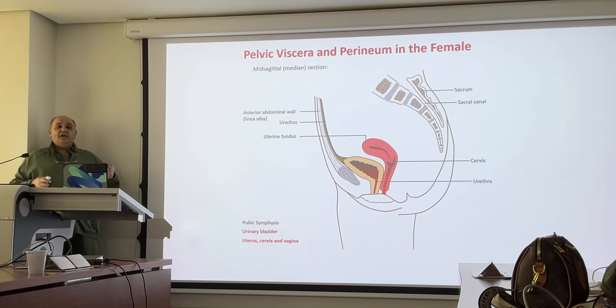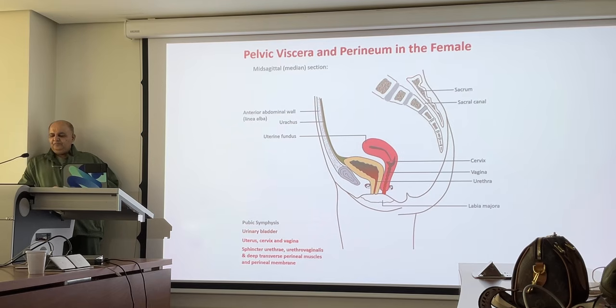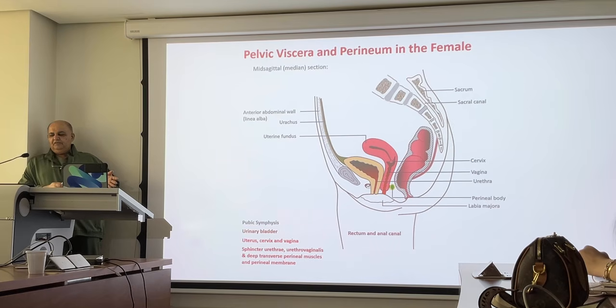Some women harbor their pregnancy in this pouch of Douglas. So there are a lot of things connected to this pouch of Douglas. Anyways, this is the vagina. These are the labia, and this is the perineal body, very important. We'll focus more on this green guy in our next lecture. This is the rectum. Are we good? Who is this guy? The one who's behind the rectum.